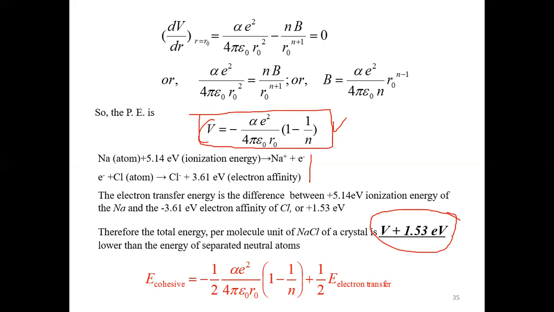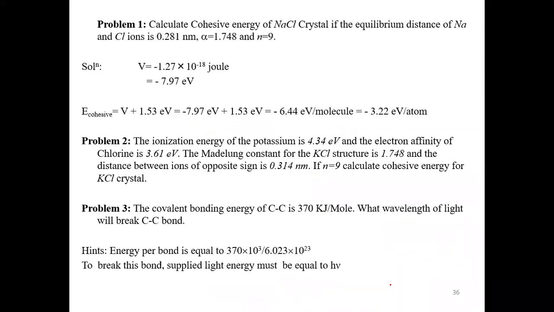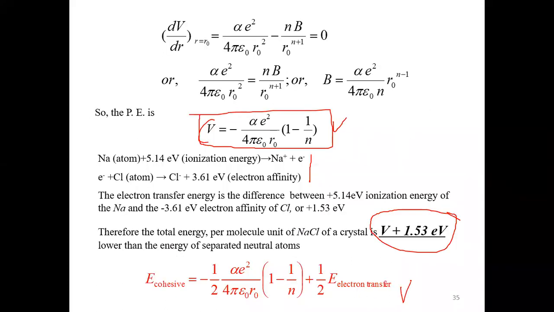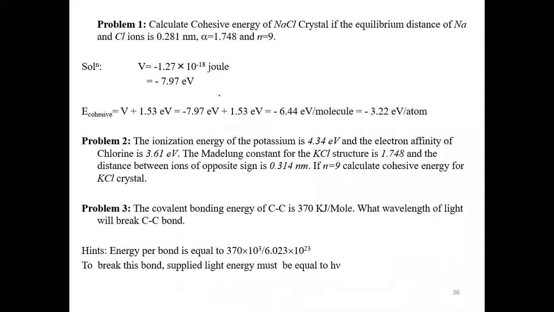Normally, cohesive energy is expressed per atom, so we divide this expression by half. So that's the cohesive energy. That's the expression, and the numerical value we have calculated. This is in joule, and then joule is converted to electron volt, and then you add this 1.53 electron volt. So that is per molecule, and that is per atom.